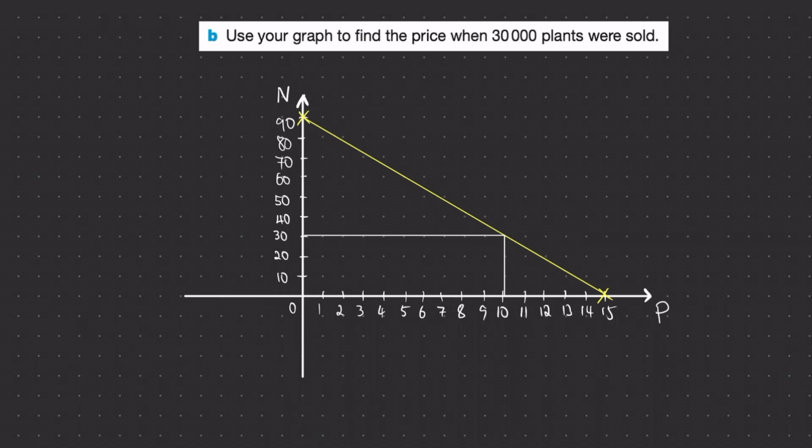So when we're using our graph that we've drawn, our straight line that we've drawn to find which value corresponds to which, of course this is going to be not an exact science. We're going to get a little bit of leeway here and there, but we can see going across from 30 going down, we're a little bit more than 10. So I would say p equals 10.1. Okay, and the price was in pounds, so let's add that in there.